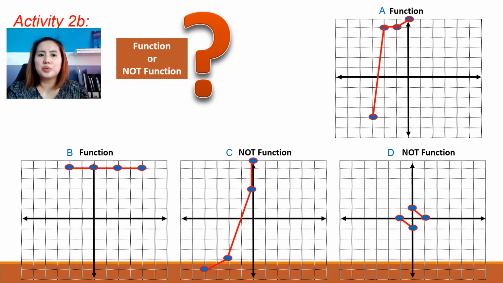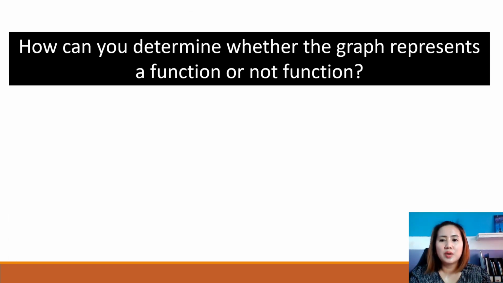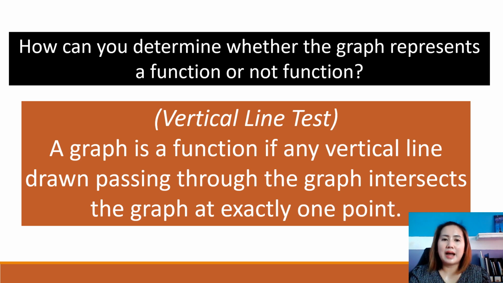But how are we going to identify whether a given graph is a function or not without doing any solving? So we are going to use what we call the vertical line test. A vertical line test is where you draw a vertical line passing through the graph, and it intersects the graph at exactly one point. So if the vertical line touches the graph at only one point, therefore we can say that it is a function.